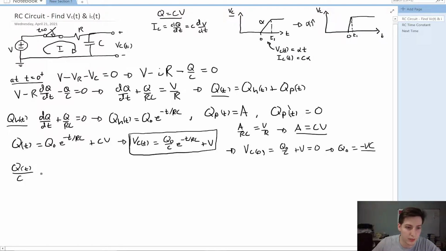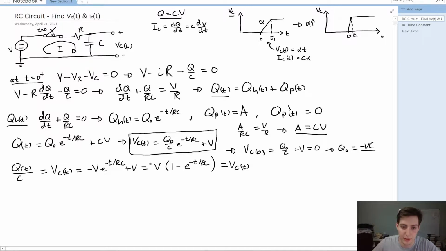Q of t over C, which is equal to V_C of t, which is the voltage over the capacitor, is equal to minus V e to the minus t over RC plus V. We can simplify that to be V times (1 minus e to the minus t over RC). And that's going to be our voltage over the capacitor.